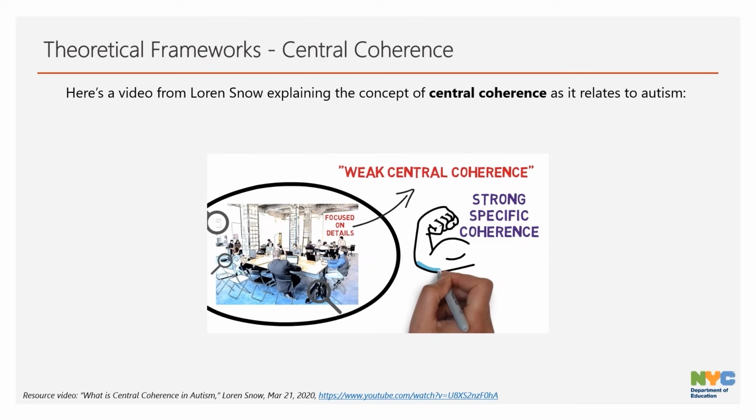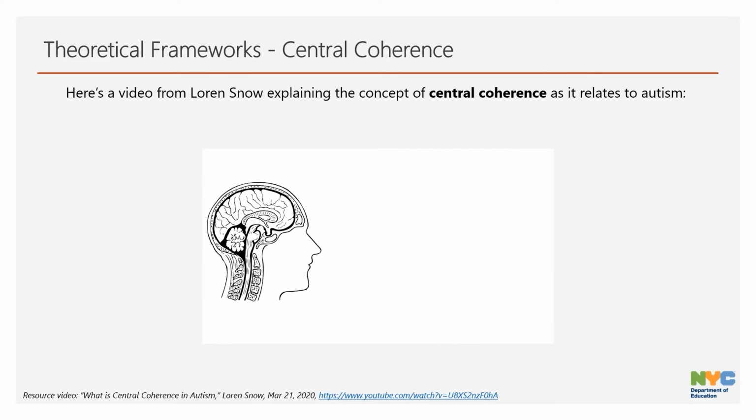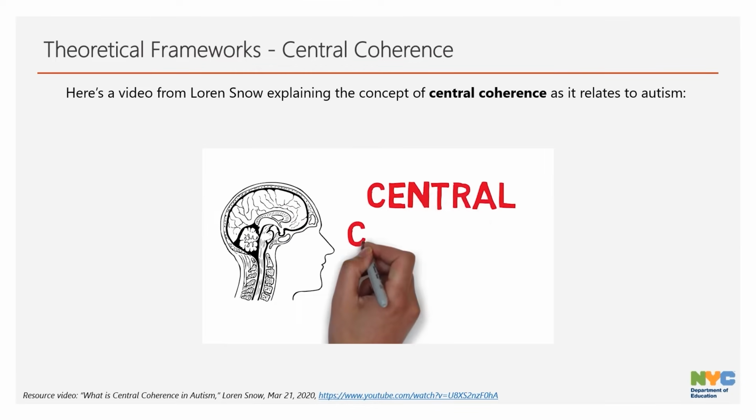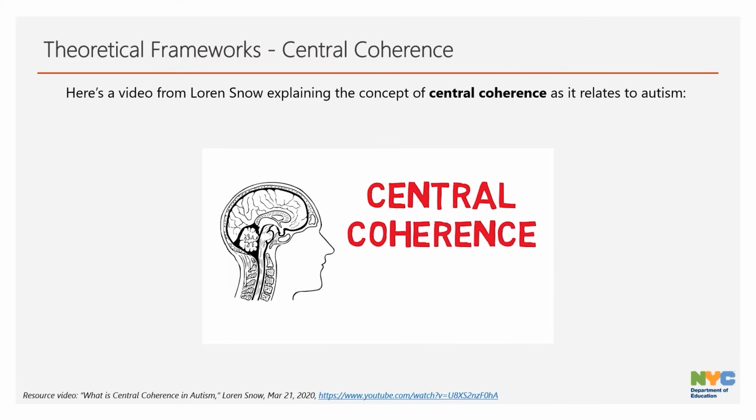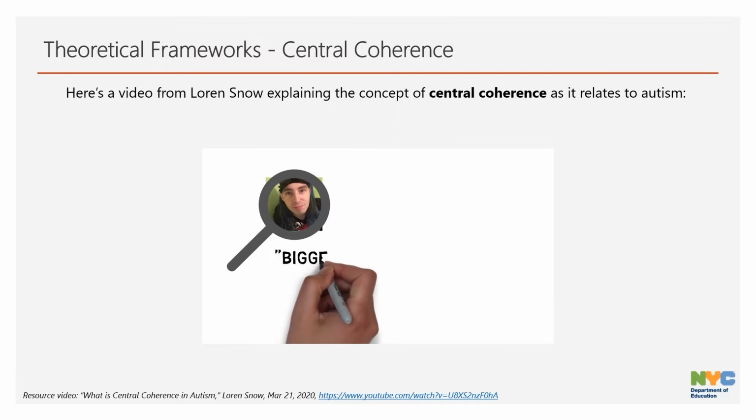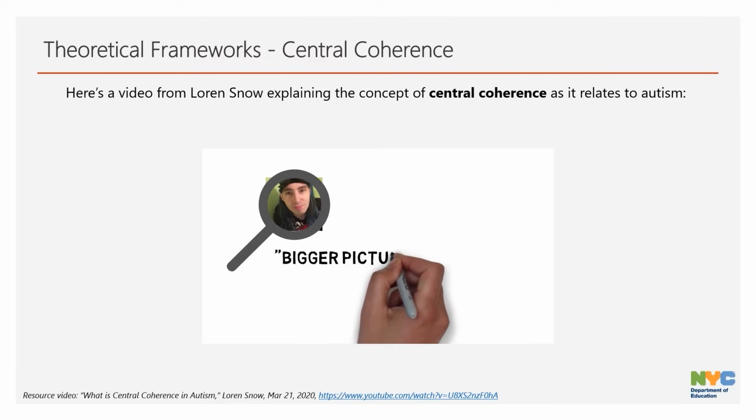Here is a video from Lauren Snow explaining the concept of central coherence as it relates to autism. You might have heard that autistic people tend to focus on the details and can often miss the bigger picture. But what is central coherence, and how does it affect autism? The way people process information will vary greatly from person to person, but in general most people tend to focus on the whole of a situation, or the big picture. This is what's referred to as central coherence.